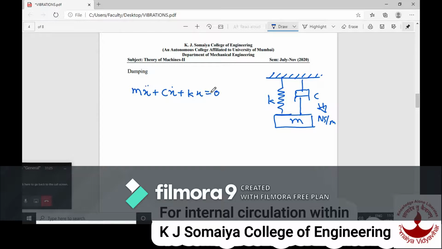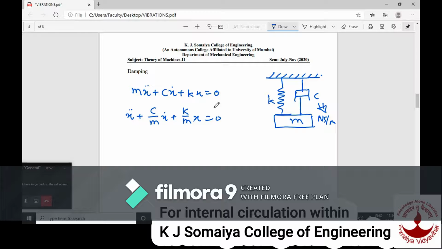So the equation we have seen previously will be modified like this. A component c x dot comes into the picture, and that is due to the damping coefficient, which is nothing but the force applied per unit velocity. Now this can be rearranged as x double dot plus c by m x dot plus k by m x is equal to 0.